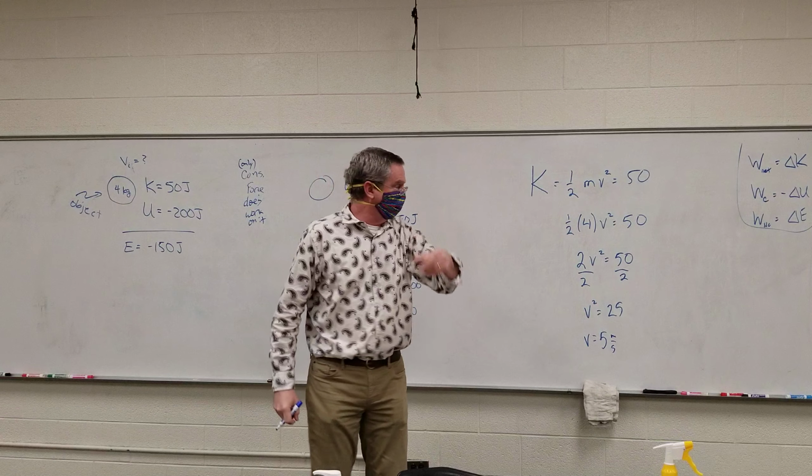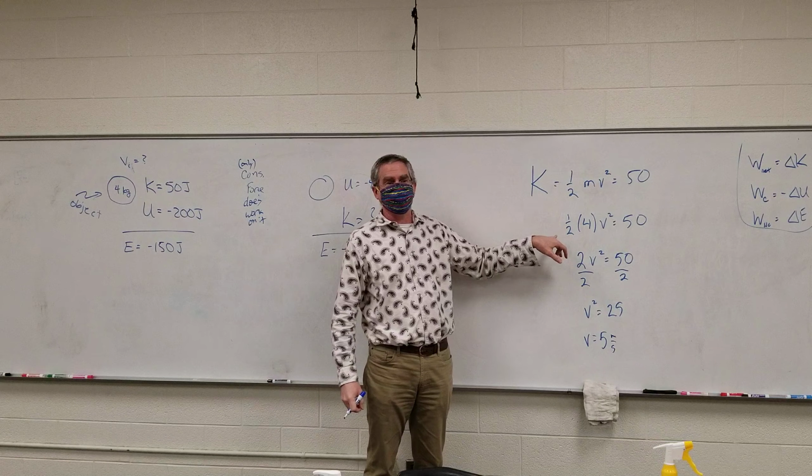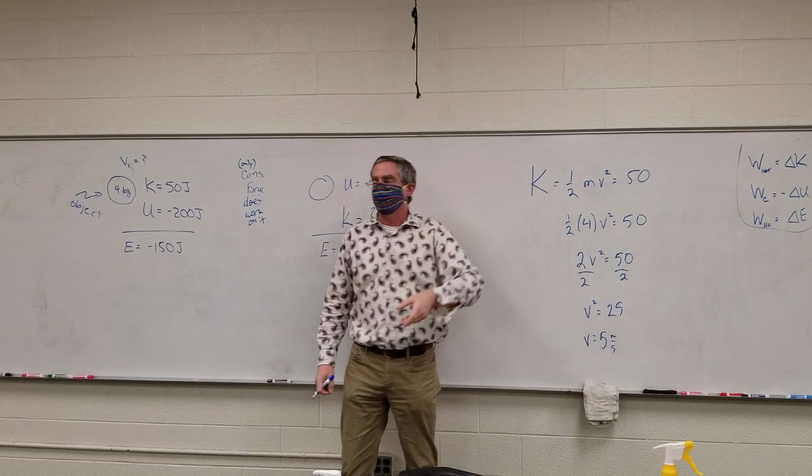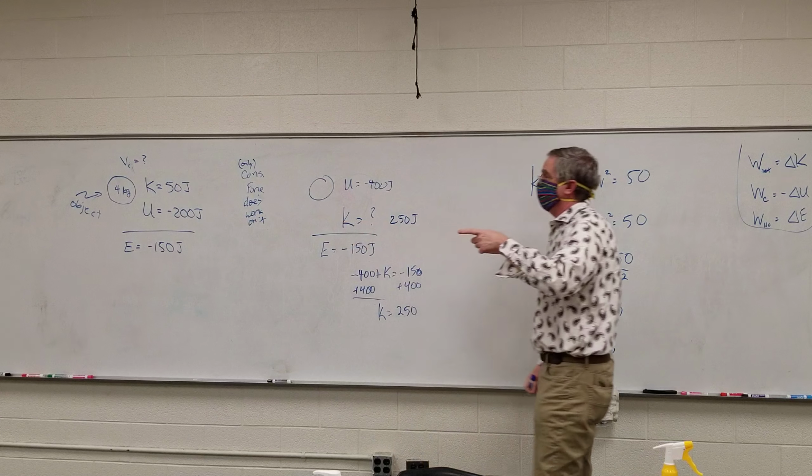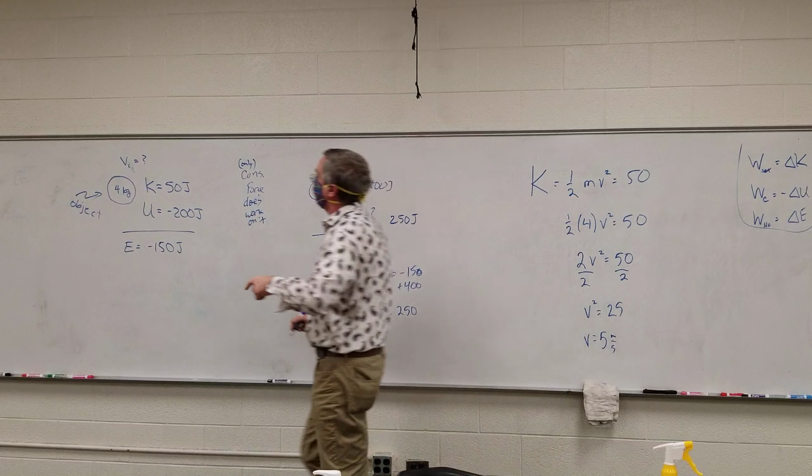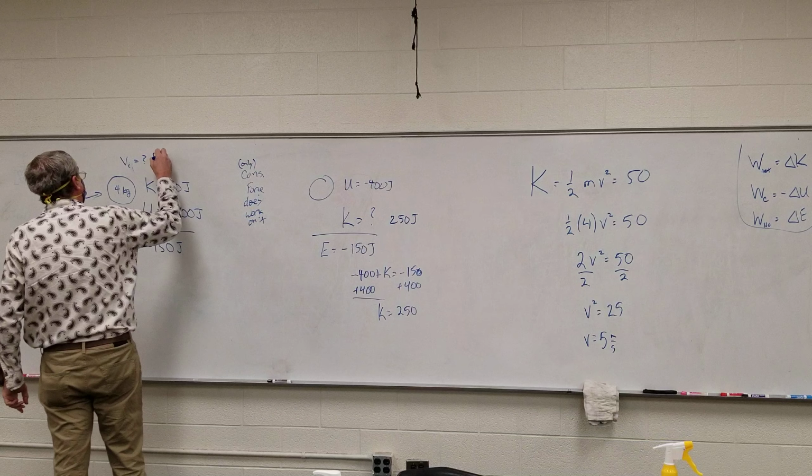So we could have divided by 4 and then multiplied by 2, so potentially you were right. Definitely not multiplying 4 times 50. So it starts out going 5 meters per second.